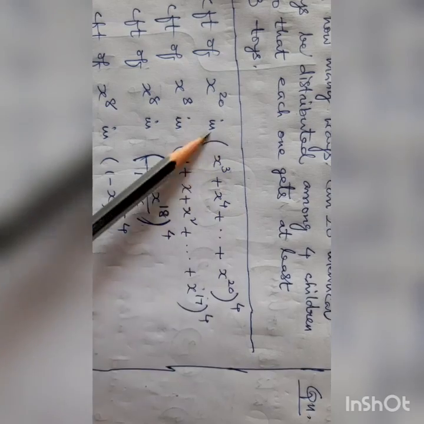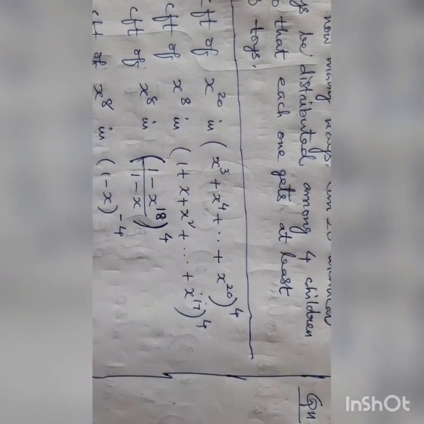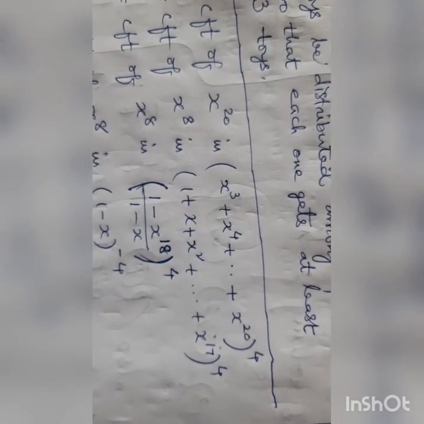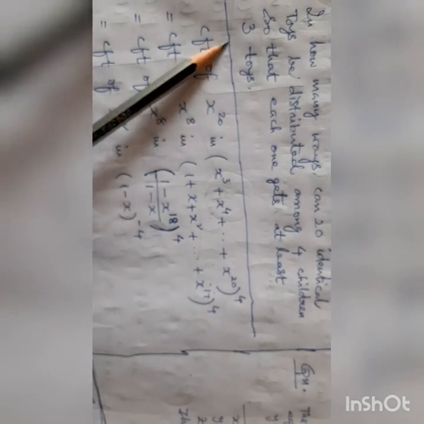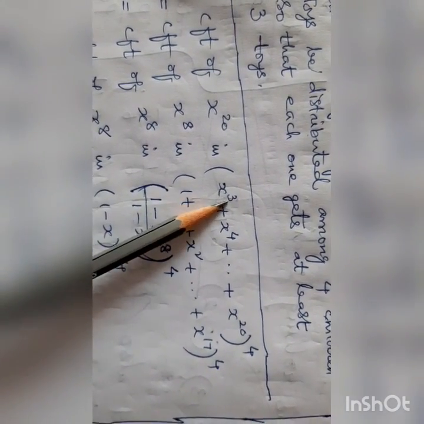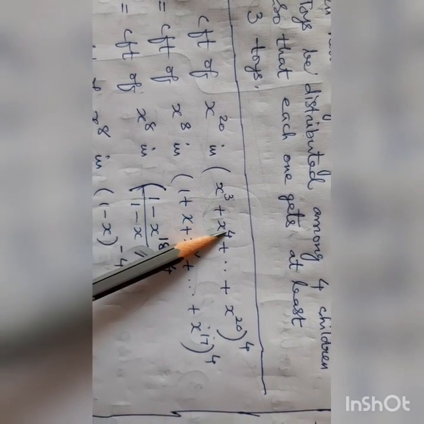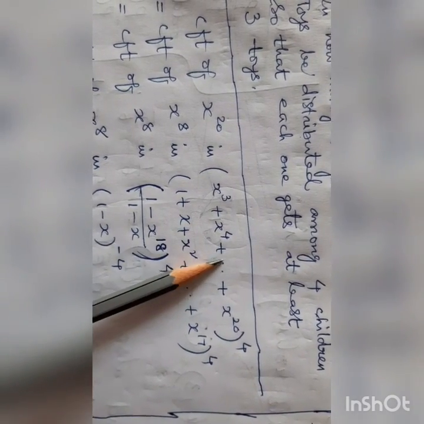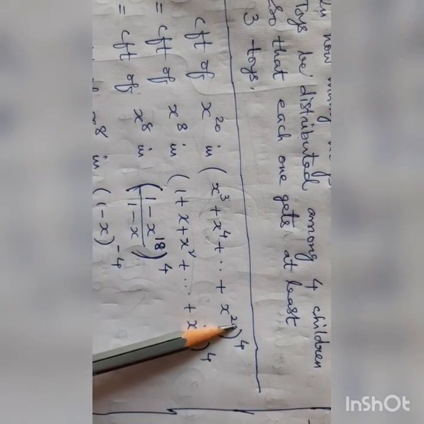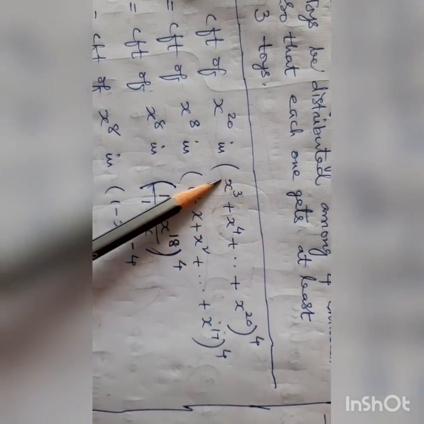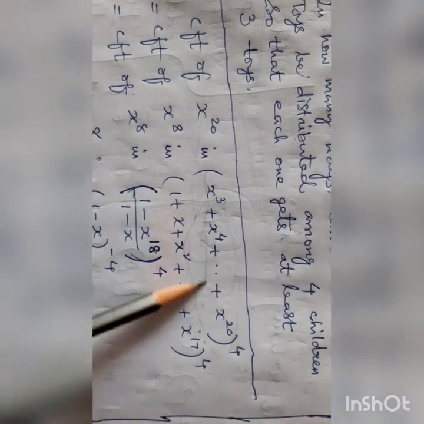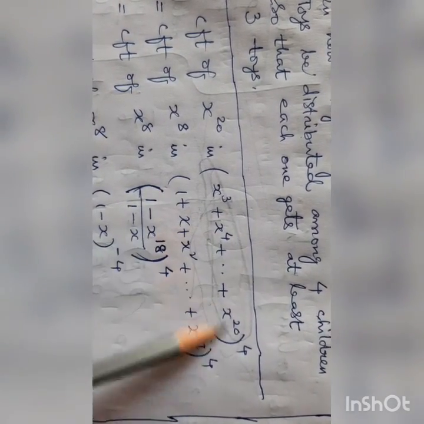So like this, first child, at least 3 toys, first child, 3 toys may be given, 4 toys may be given, 5 toys may be given, like that 20 toys may be given. These are the chances to first kid, first child. Like this, how many children will be there? Like this, 4 children, so power 4.